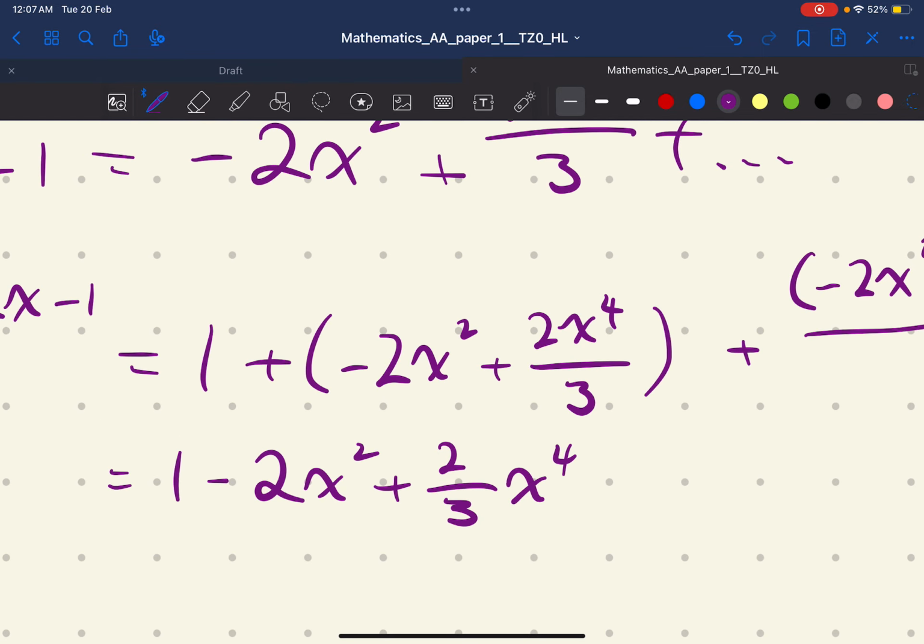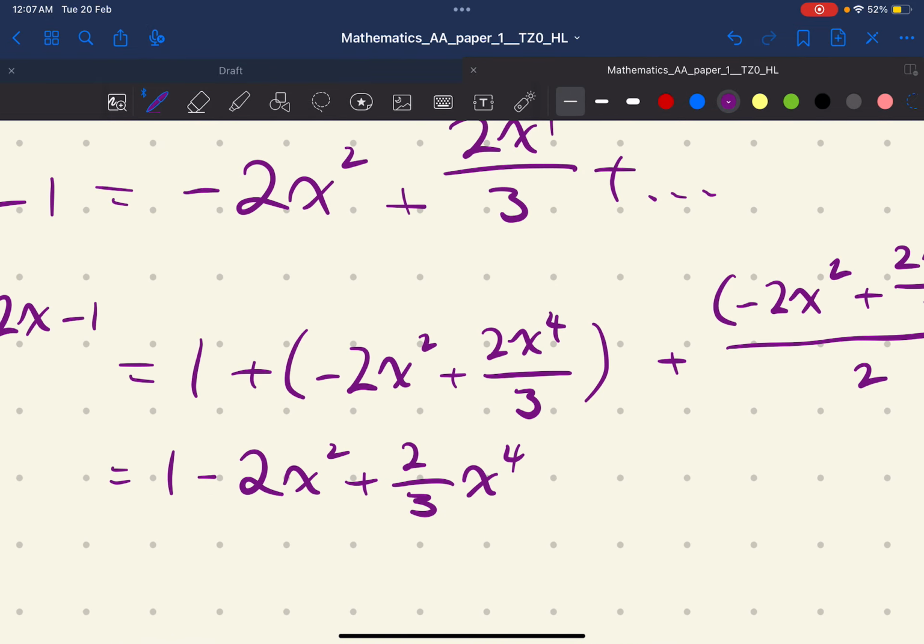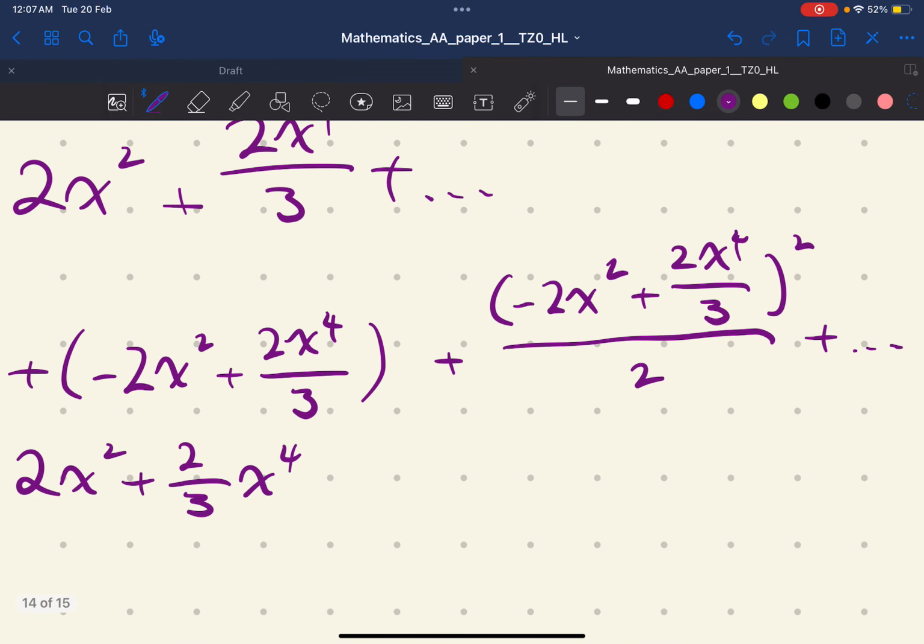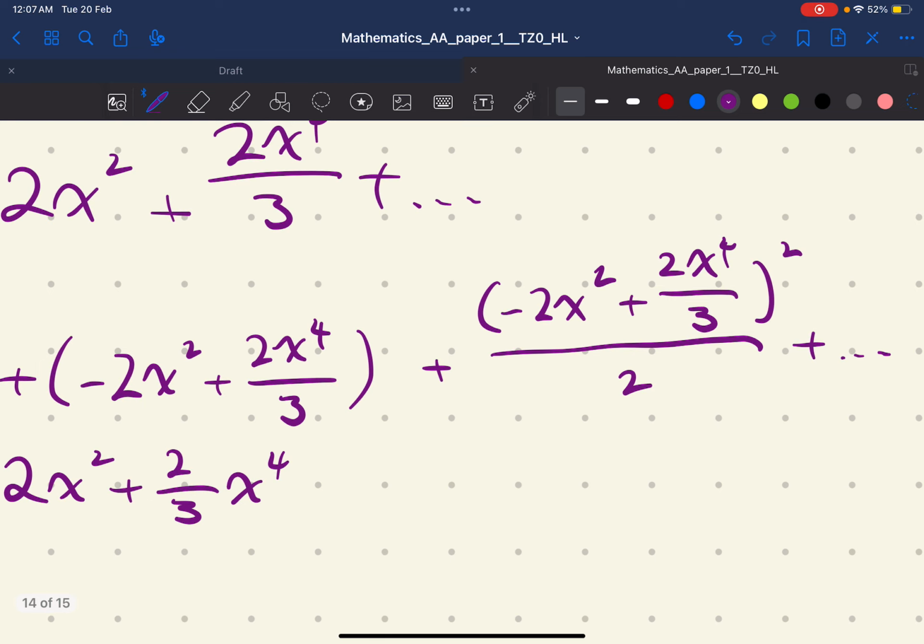So all of these three terms here are within x power 4, which is okay. And then here, you don't need to expand everything, because if you expand everything, this will create x power 4. The middle term will give you x power 6. And then the final term gives you x power 8. So these are actually useless because the question requirement just wants you to have x power 4.